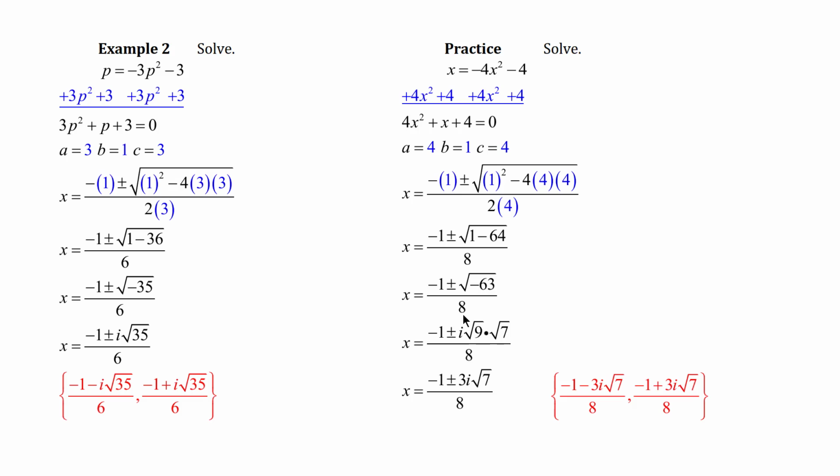From here, we could simplify the square root of negative 63. This becomes i root 9 times root 7. So we have x equals negative 1 plus or minus i root 9 times root 7 over 8. From here, we take the square root of 9, which is 3. So we have negative 1 plus or minus 3i root 7 over 8. Next, we write our final answer in set notation. So I have a set of curly brackets, and on the inside, I wrote negative 1 minus 3i root 7 over 8, comma, negative 1 plus 3i root 7 over 8.